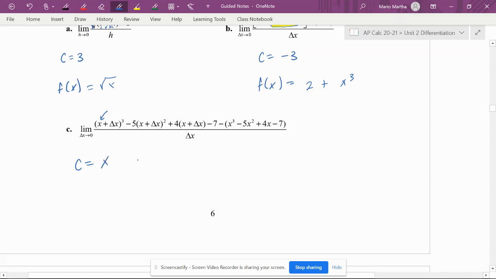And then your f of x would be what? If you cover this up, and that up, or if you look at this right here, that tells us that f of x equals x cubed minus 5x squared plus 4x minus 7. Now, the nice thing about it is it's already inside of parentheses, so it's easier to identify.